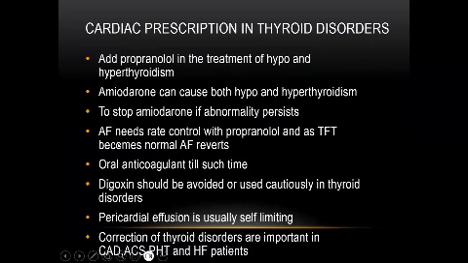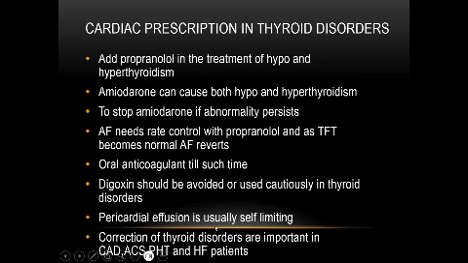Atrial fibrillation in hyperthyroidism needs only rate control, and ultimately correction of the thyroid will convert the atrial fibrillation to sinus rhythm. In atrial fibrillation, you have to use oral anticoagulants. And once again, as I told you in cor pulmonale, digoxin should be avoided in hypothyroidism or hyperthyroidism because the myocardium is sensitive to digoxin toxicity.